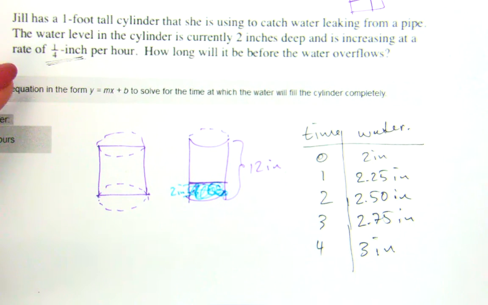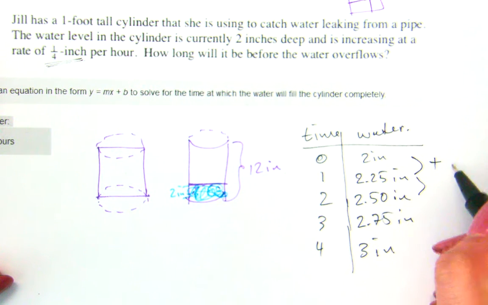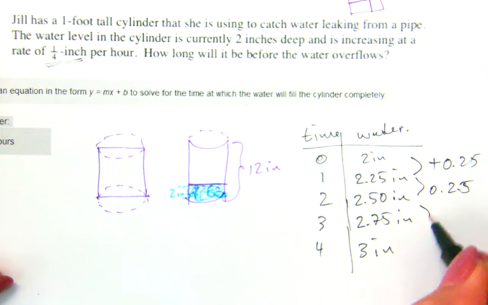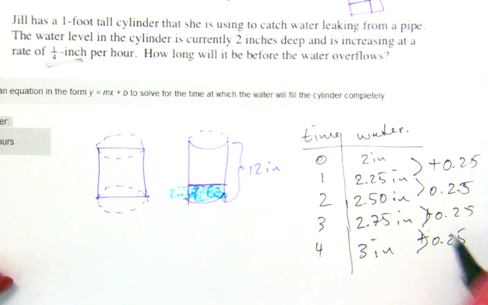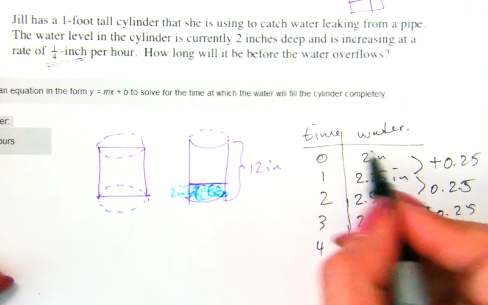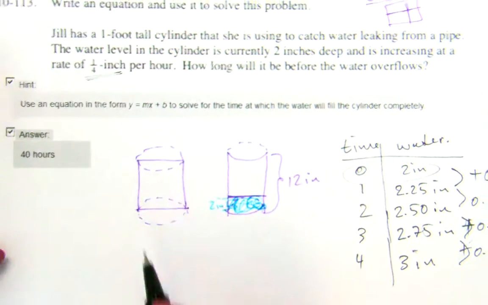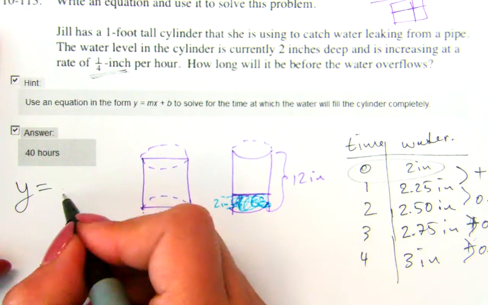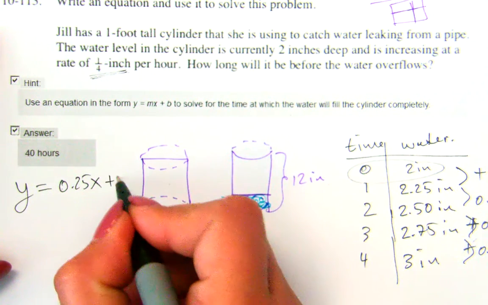Oh boy. Okay, well, create an equation. Okay, thank you, because this would take me forever. So you're actually going up every single time by 0.25. So your slope is 0.25, because you're adding 1/4 of an inch per hour. And let's say you started at 2 inches, so that's our starting value. So your equation is going to be y equals 0.25x plus 2.